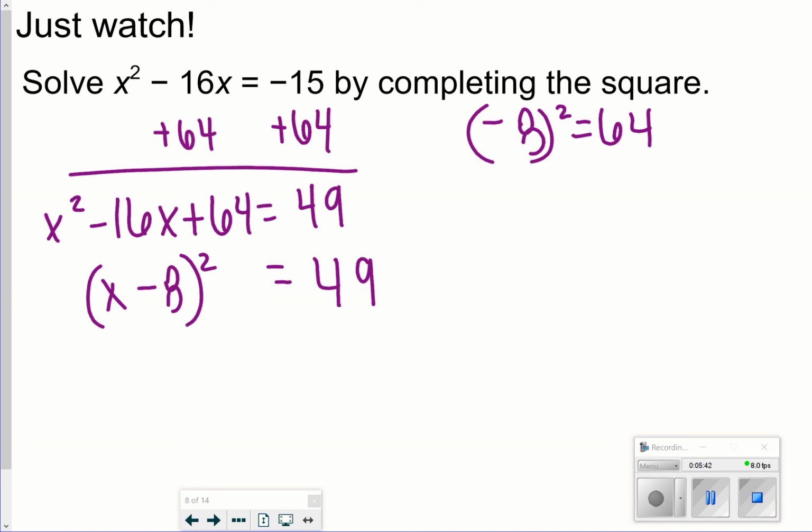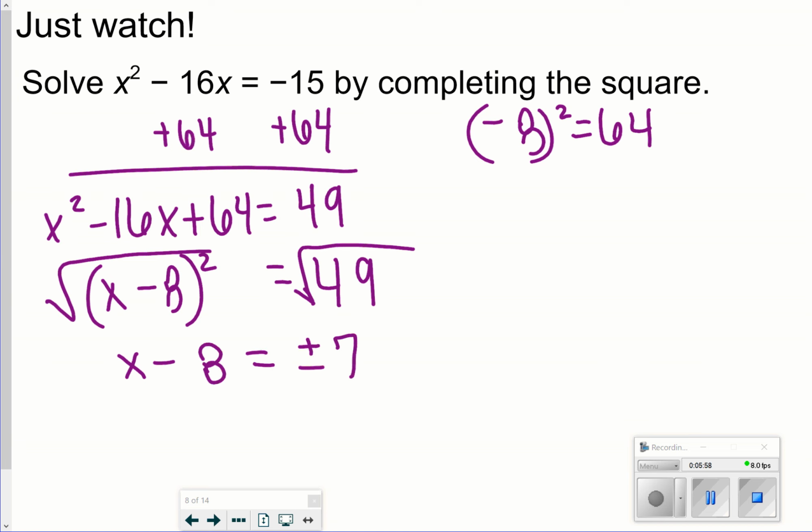And notice how x minus 8 is squared. So what I need to do to get rid of that squared is find the square root of both sides. So the square root of x minus 8 squared would be x minus 8. And then the square root of 49, you can have a positive or a negative 7. So now what I'm going to do is just set both of these equal to positive and negative 7.